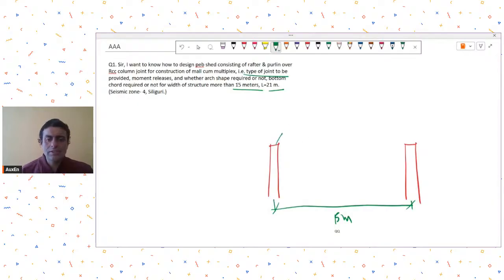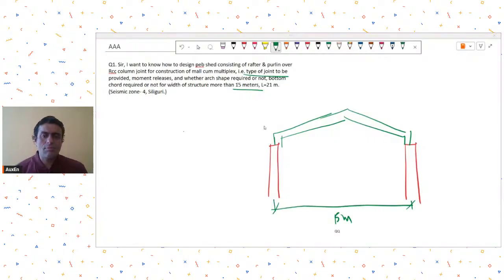So the first question is asking whether an arch shape should be provided. See, three options are there. Either you provide an arch shape, or you may provide a truss shape. You may provide a regular truss also, or you may provide only the rafter system. In a rafter system, it will be something like this. The shape will depend on the architectural considerations and the overall planning, and as per the main agency coming up with this planning.